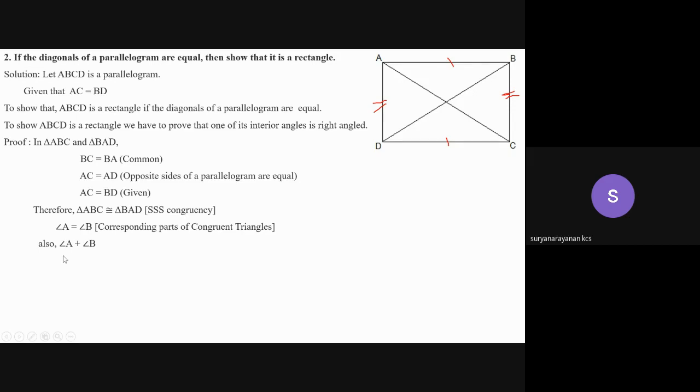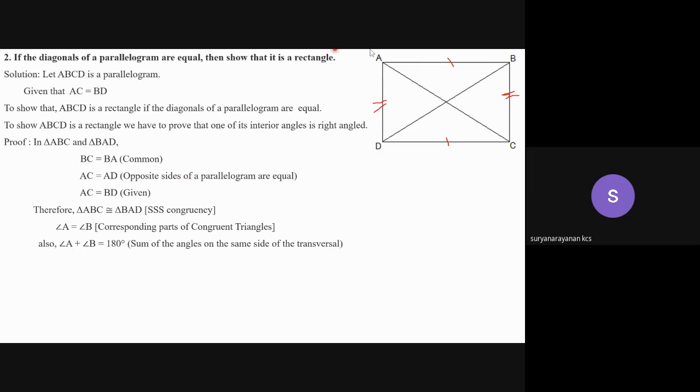Also, angle A plus angle B is equal to 180 degrees. Why? The sum of these two angles is equal to 180 degrees because these two angles are interior angles on the same side of the transversal.